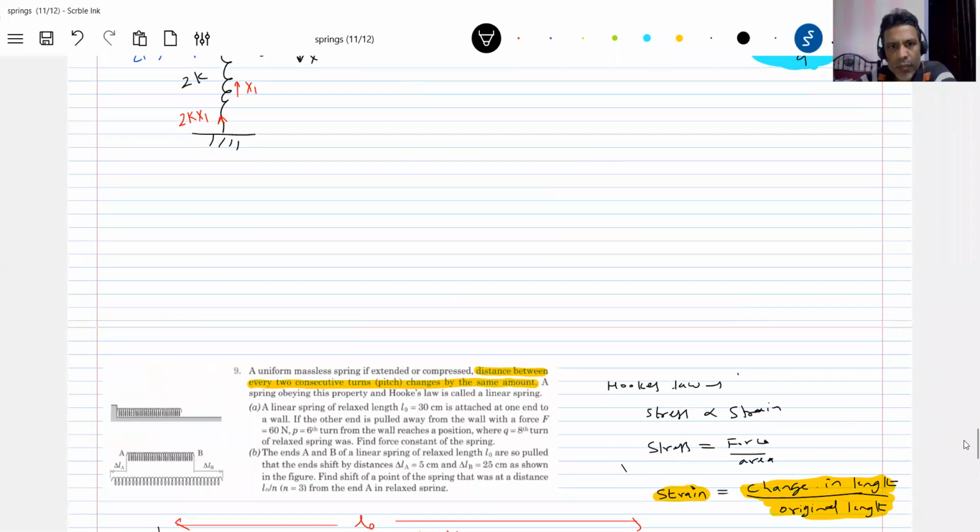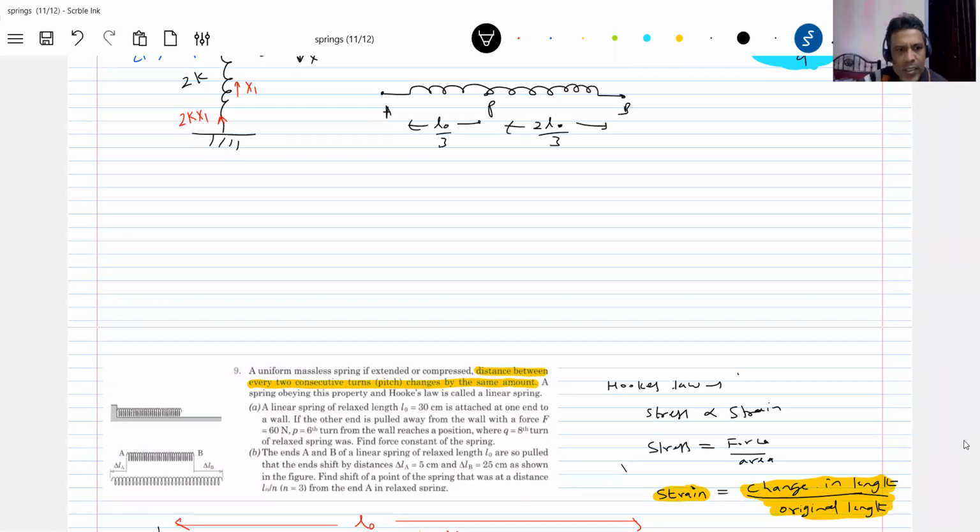This is again one more very important piece of information which a student must have. Before entering any numericals, you must know this one basic property. There's an end A and end B, and there's a point P. The point P is at a distance L naught by 3. Total length of the spring is how much? 2 L naught by 3. So the end A and end B are displaced by some distance. Do both have the same displacement?